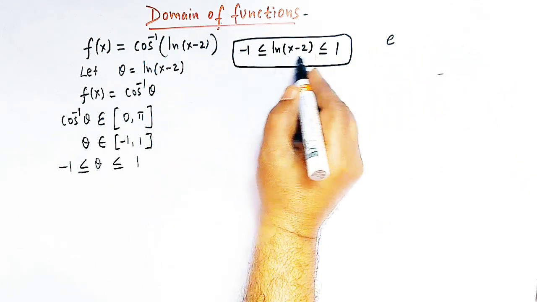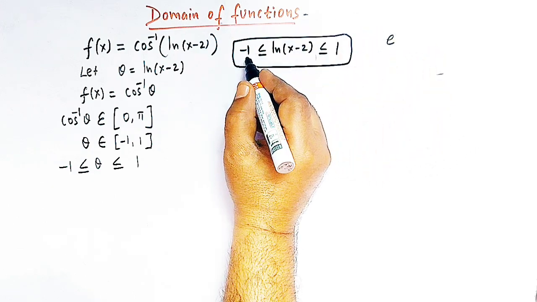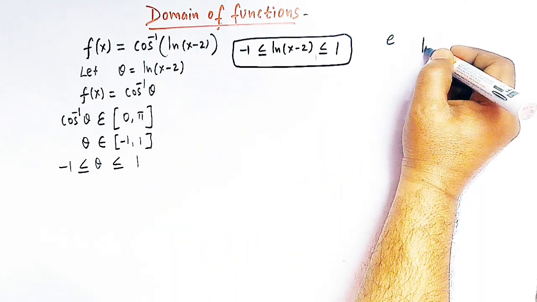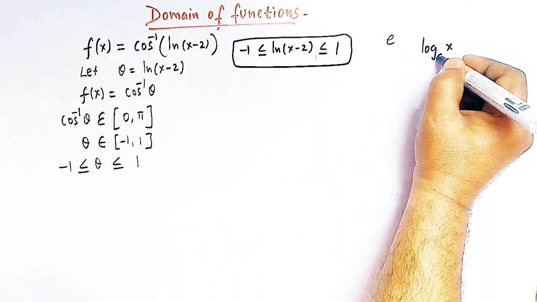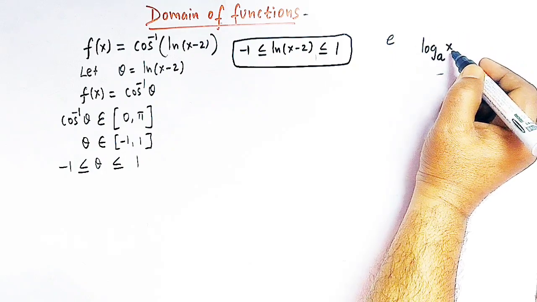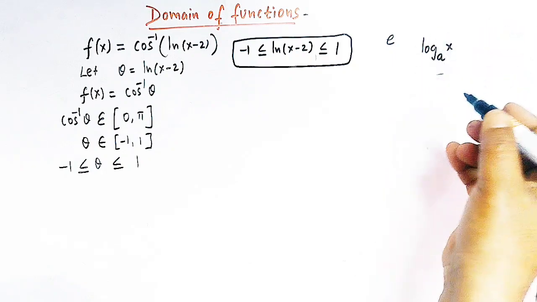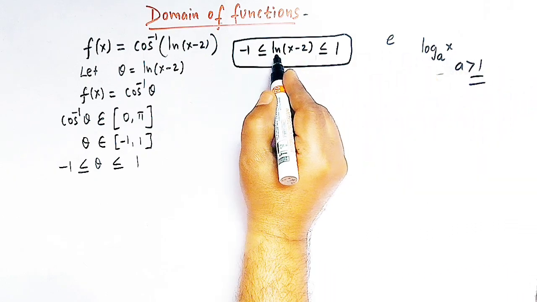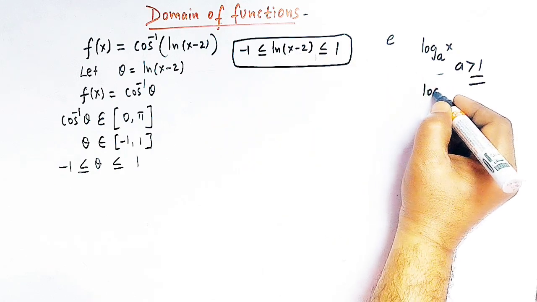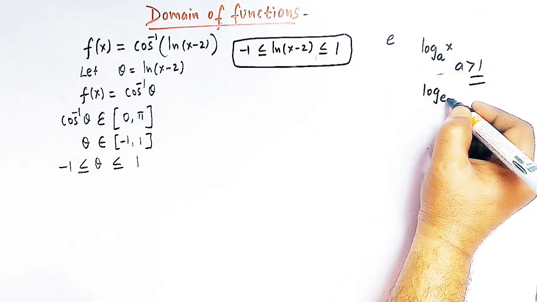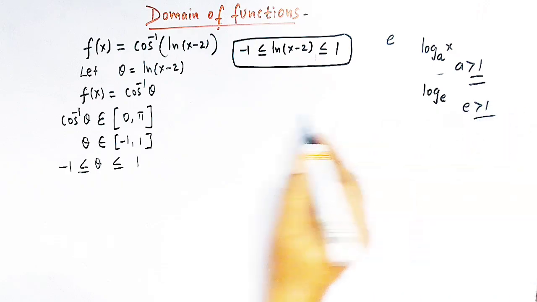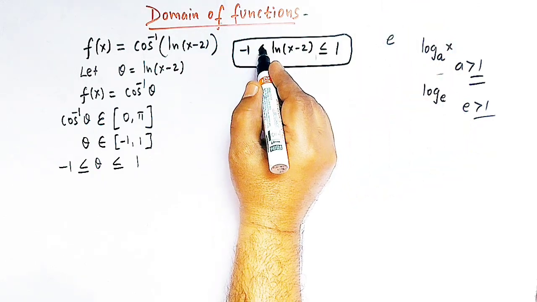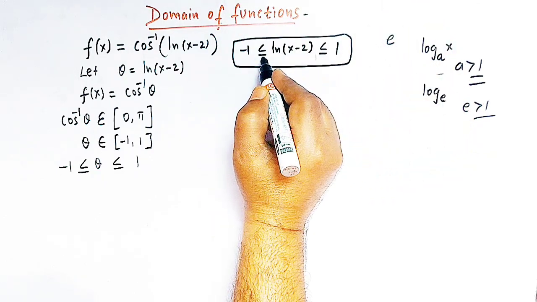So in order to solve this inequality for x, we have to raise these three numbers to the power of e. And remember, the function log x to the base a is always an increasing function for all values of x in its domain when we have a greater than 1. And here we have the natural log, and it implies that the base of the logarithm is e, and e is greater than 1, right? So we can raise these three numbers to the power of e without disturbing the direction of the inequalities.